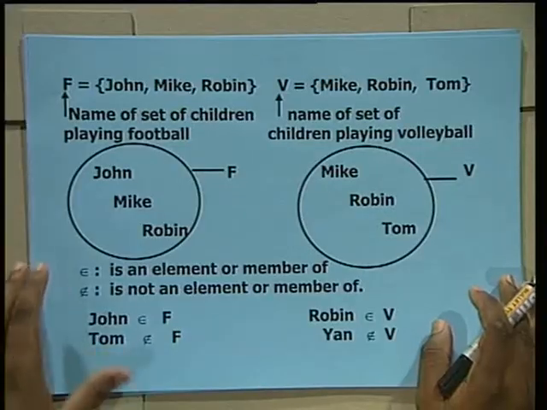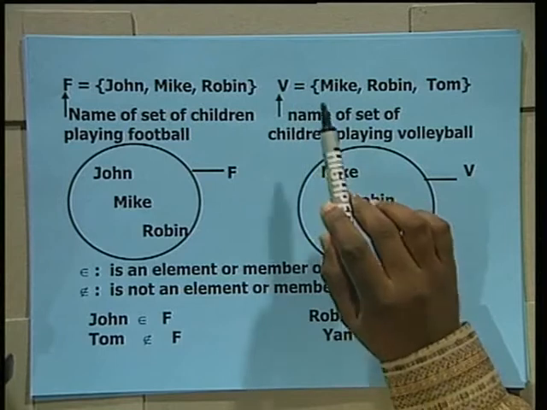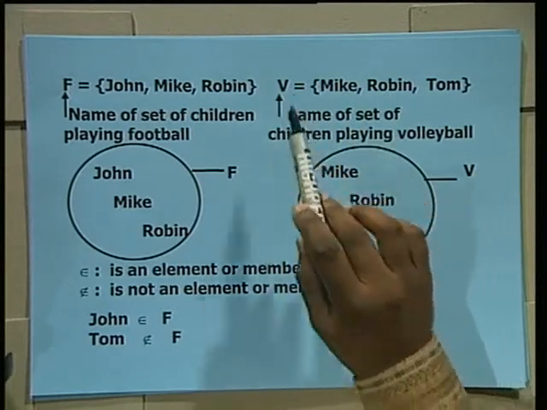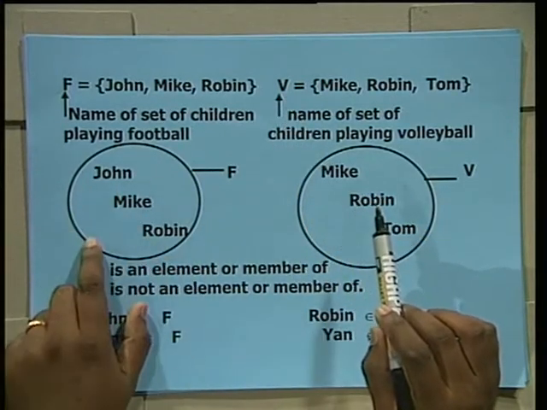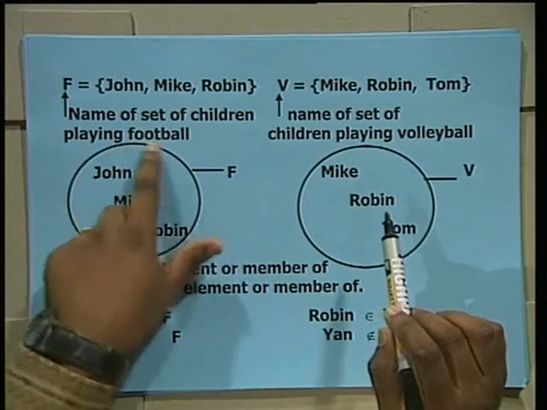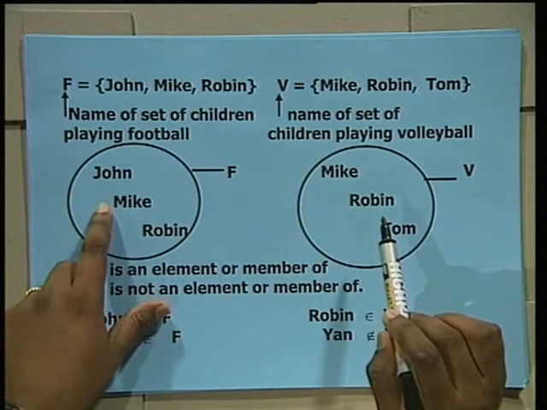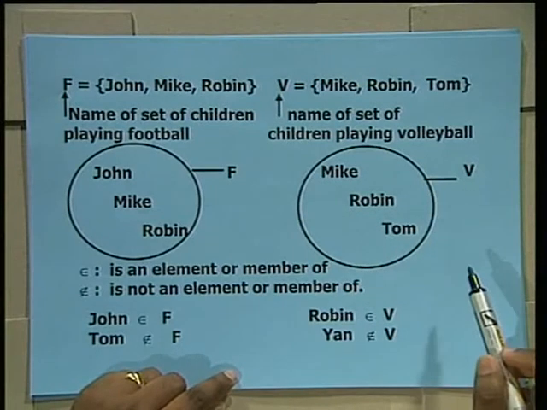Let's give a name to the set of children playing football. Let's call it F. Let us also call the set consisting of pupils playing volleyball V. Or we can represent it by a circle and label it F, that is, the set containing all the pupils playing football. The set V will be all the pupils playing volleyball.